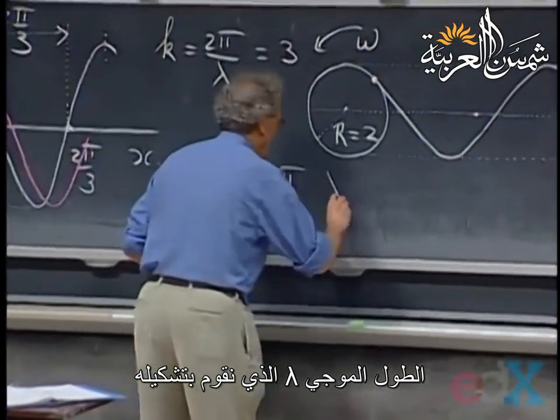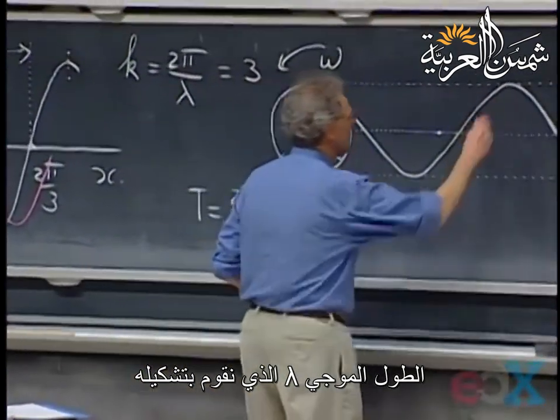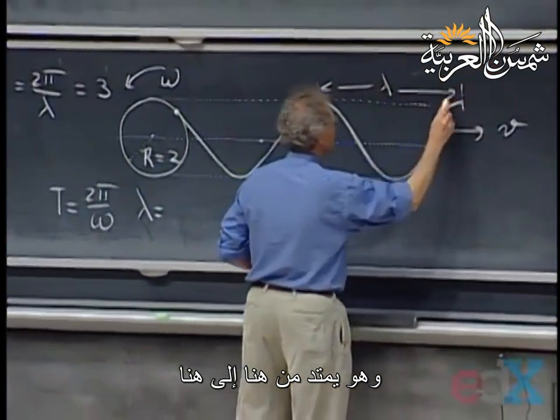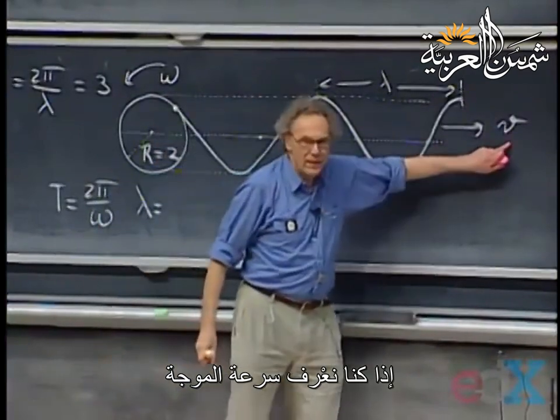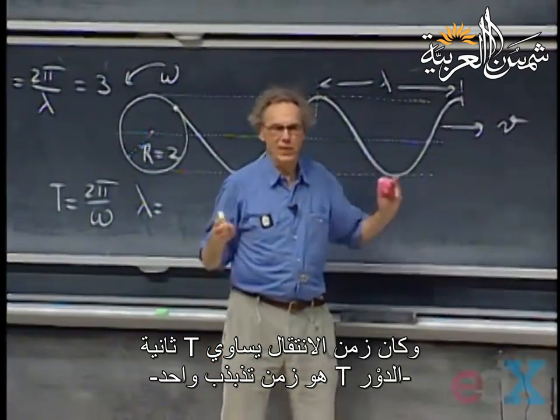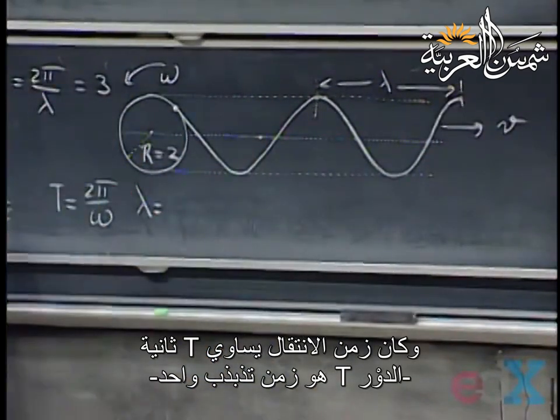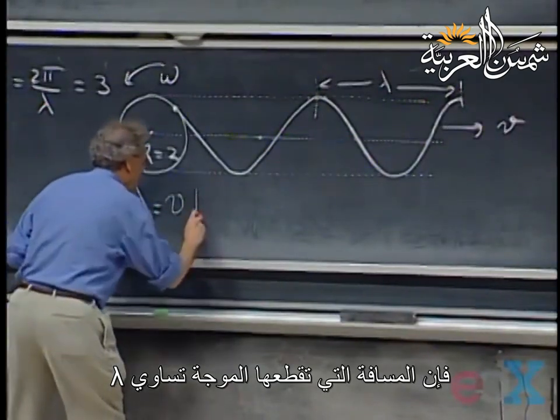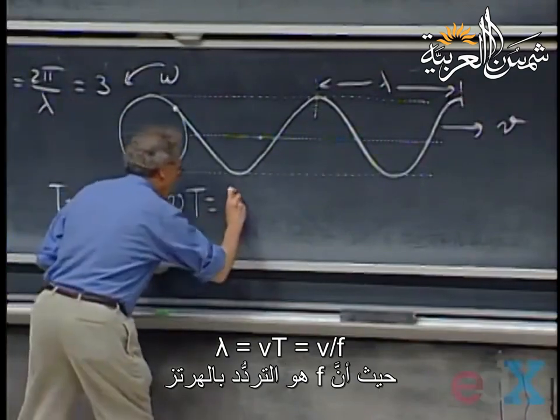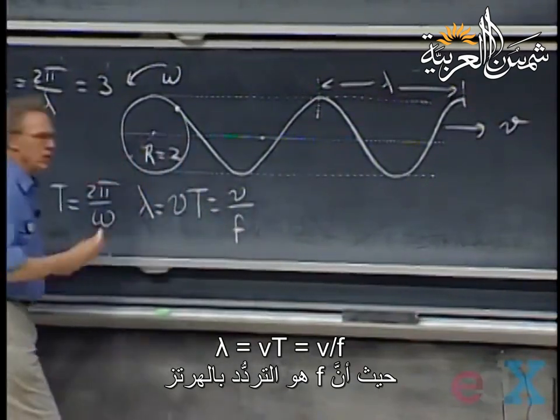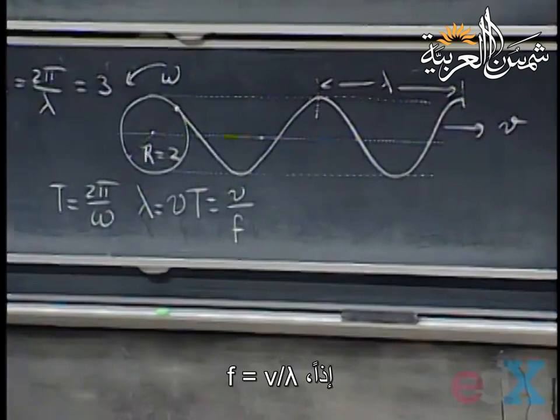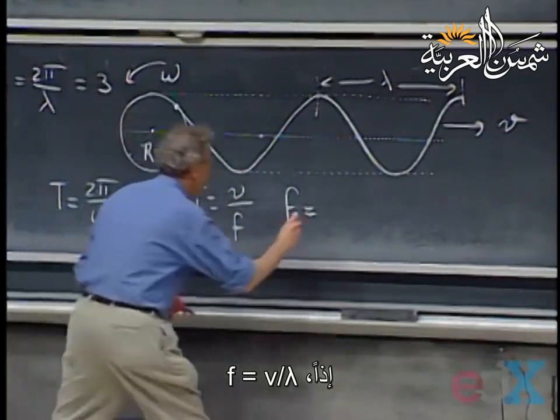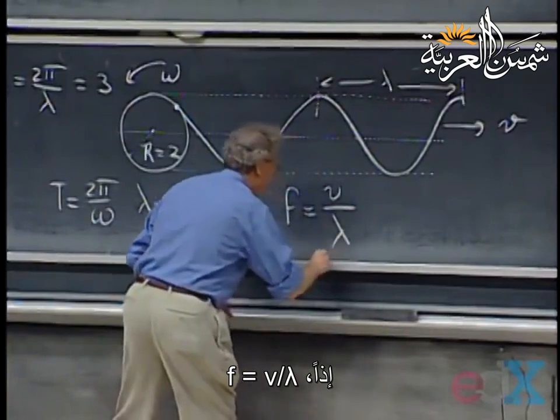The wavelength lambda that you are creating from here to here is lambda. Well, if you know the speed with which it is traveling, and you know it has been traveling capital T seconds, one oscillation, that's a distance lambda. So this is v times T. But this is also v divided by f, if f is the frequency in hertz. And so the frequency f is then also given by the speed divided by lambda.